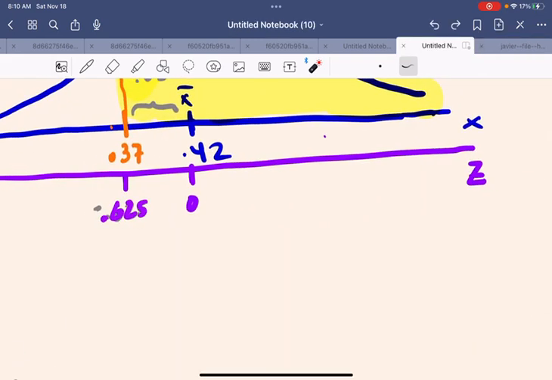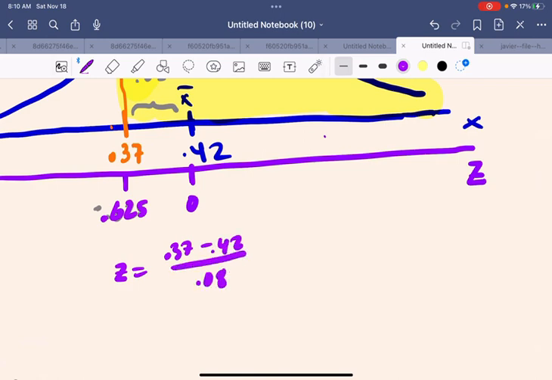So in other words, the way I got that was that z is equal to 0.37 minus the 0.42, divided by the standard deviation, which is 0.08. That's how we got the 0.625, negative.